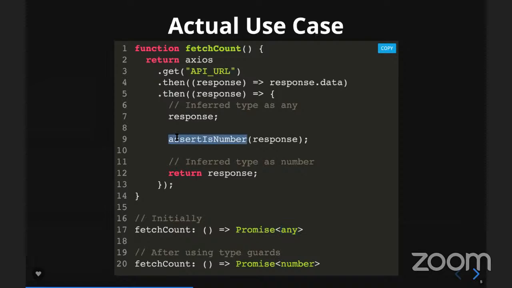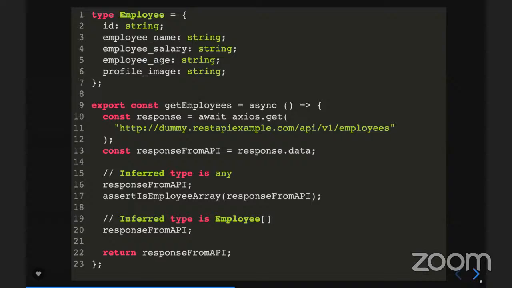After using this assert is number type guard, this function signature converts into a function that takes nothing but returns a promise that resolves to number. So instead of having a blanket data type, you narrow down the data type to a number without defining an explicit function signature for your fetch count function. So this is the power of type guards that lets you actually narrow down your data type from any to a specific data type. We can do this in a more complex manner also.